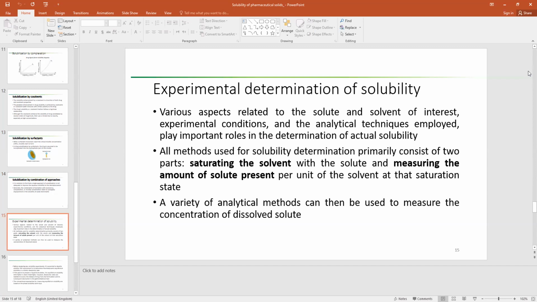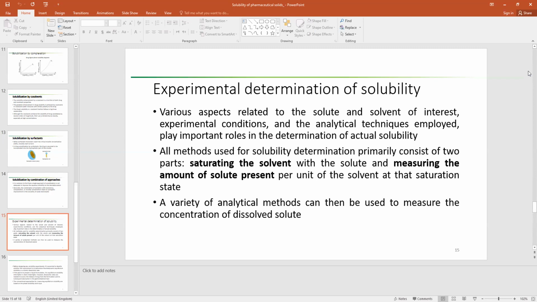So, how to estimate the solubility in an experimental way? There are various aspects that need to be understood for the solute and solvent of interest, experimental conditions, and determination of the proper analytical techniques employed. All of these will actually affect the determination of actual solubility.